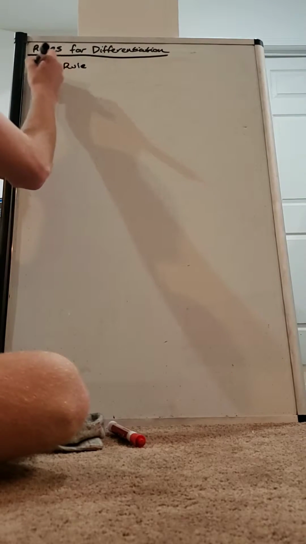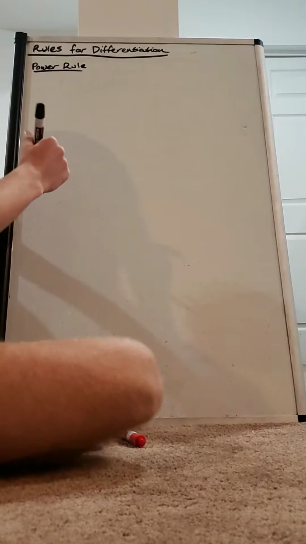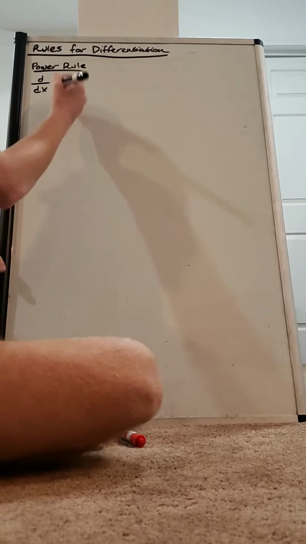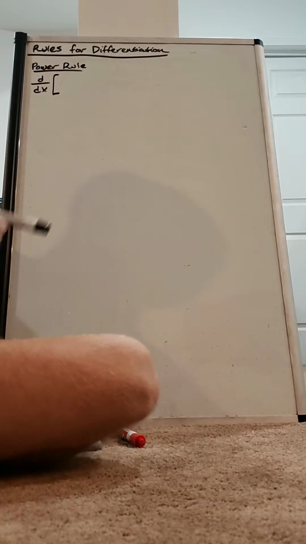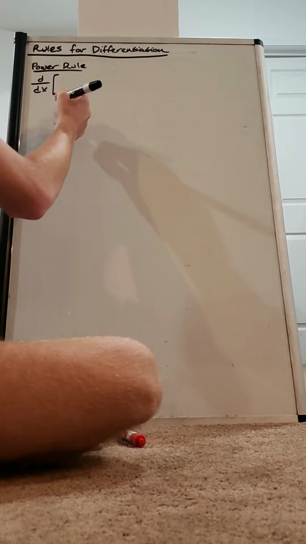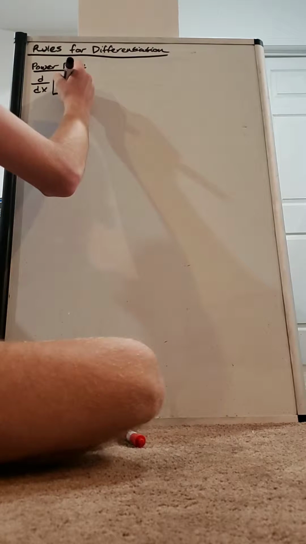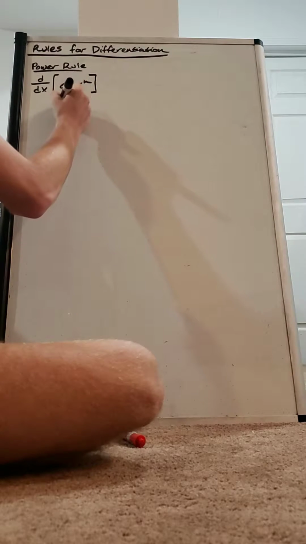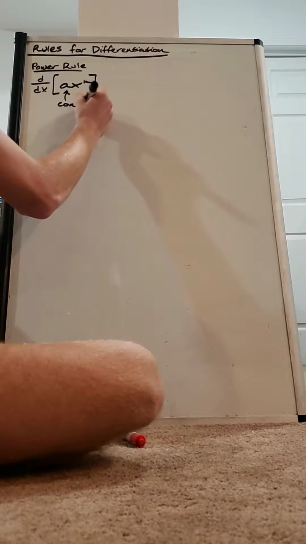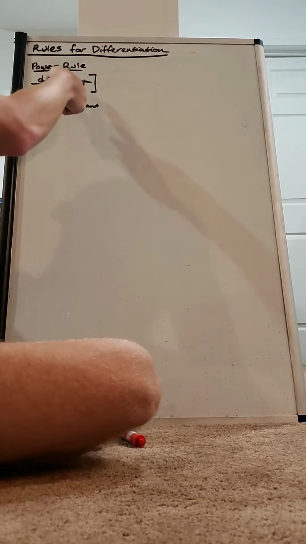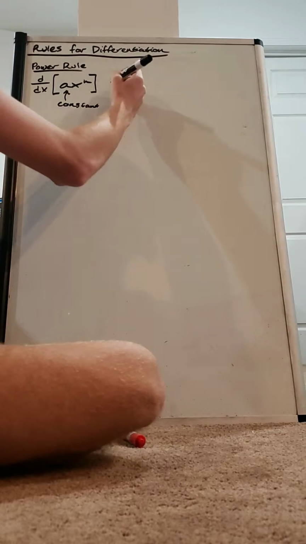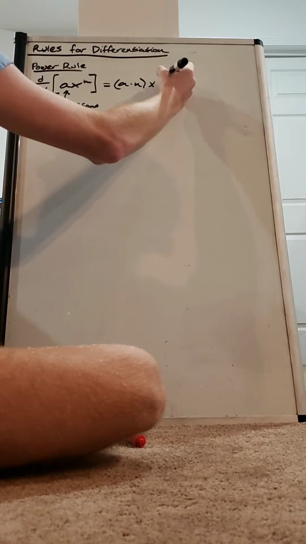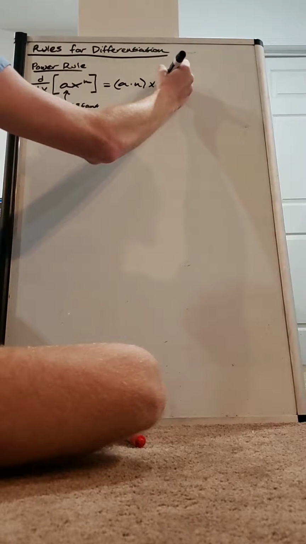Most of you probably already know this one. If you're taking the derivative, and that's what this symbol means, it just means take the derivative of whatever follows. So if you're taking the derivative of, I'll just do a general term, ax to the n, where a is a constant and n is just any number, this is going to be equal to a times n times x to the n minus 1.